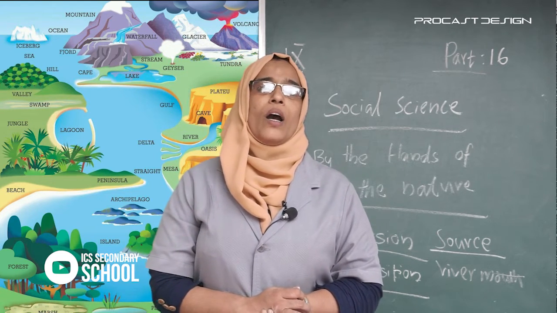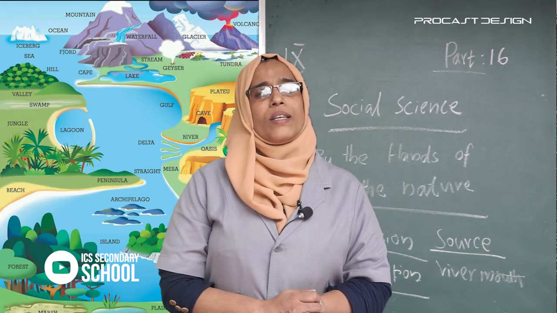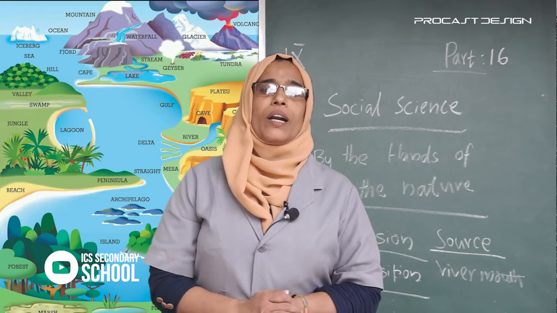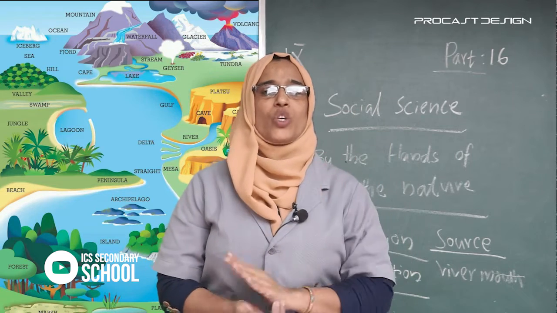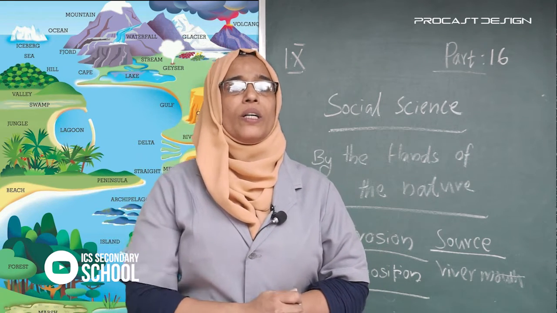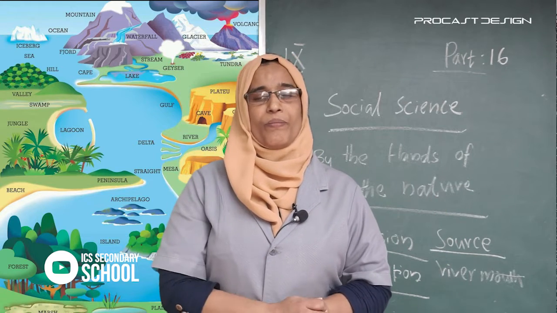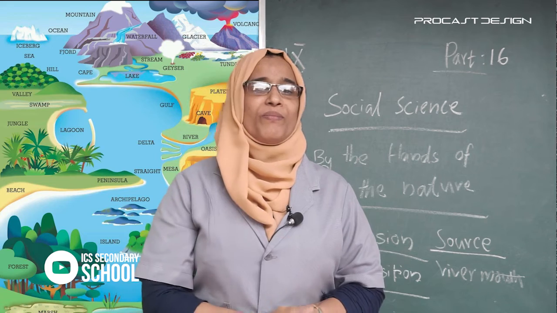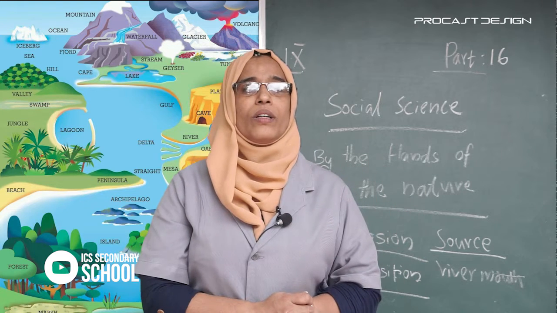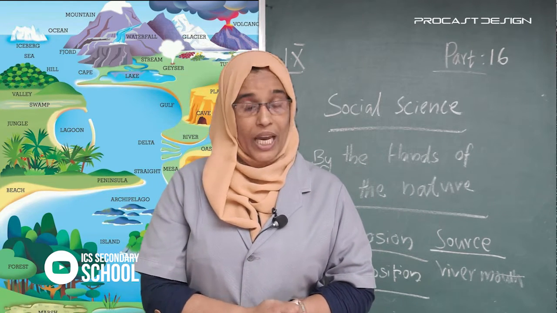The next, some factors determining the flow of a river. First one, volume of water. Second one, rock structure. Third one, slope of the terrains. Fourth point, amount of sediments. These are the factors determining the flow of a river: volume of water, rock structure, slope of terrains, and the amount of sediments.